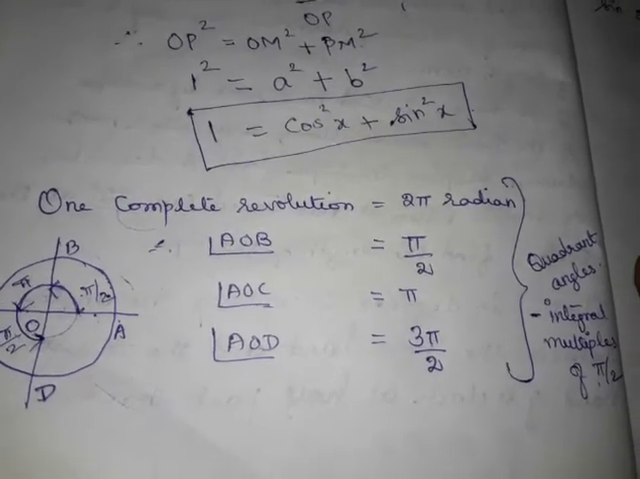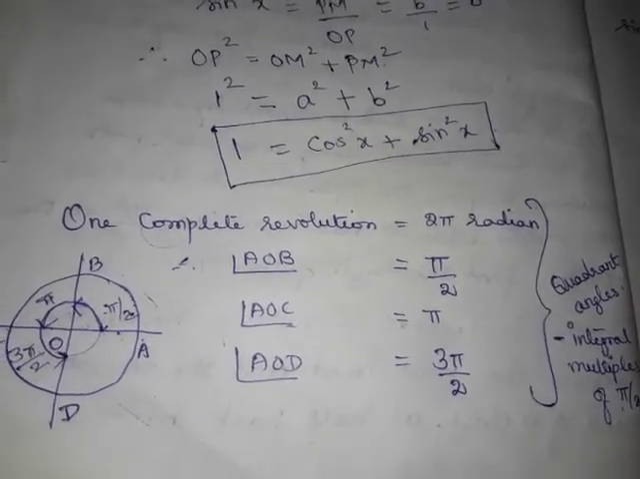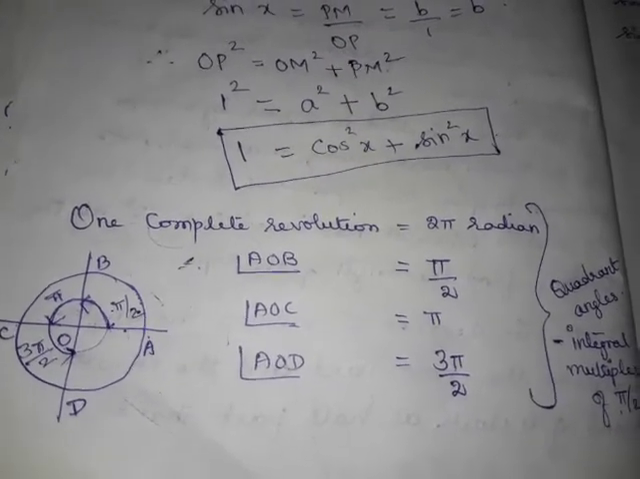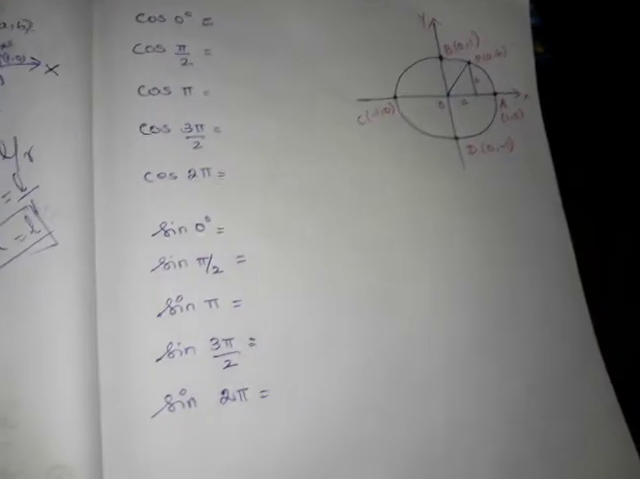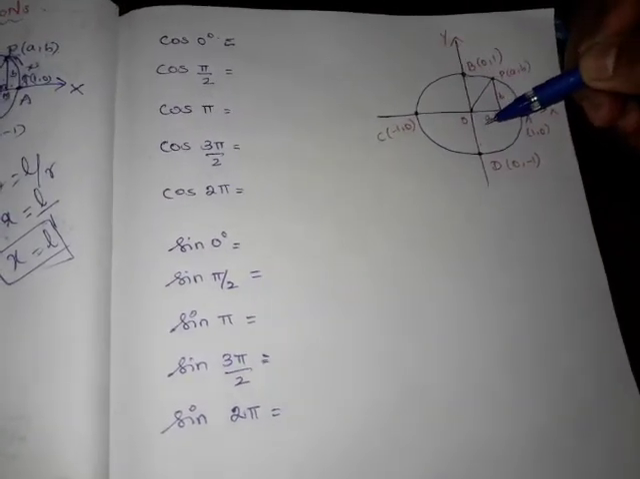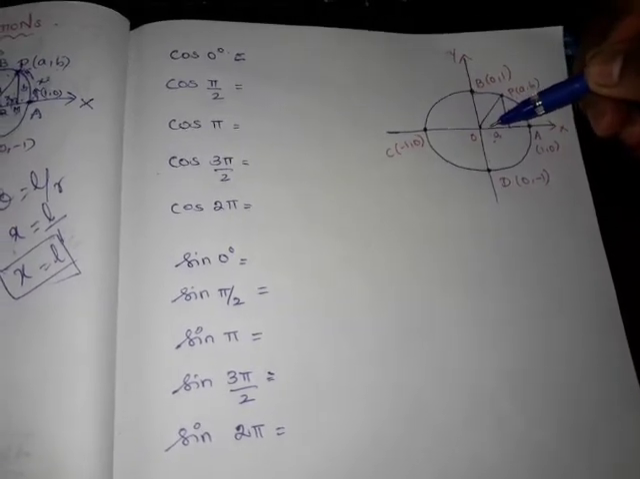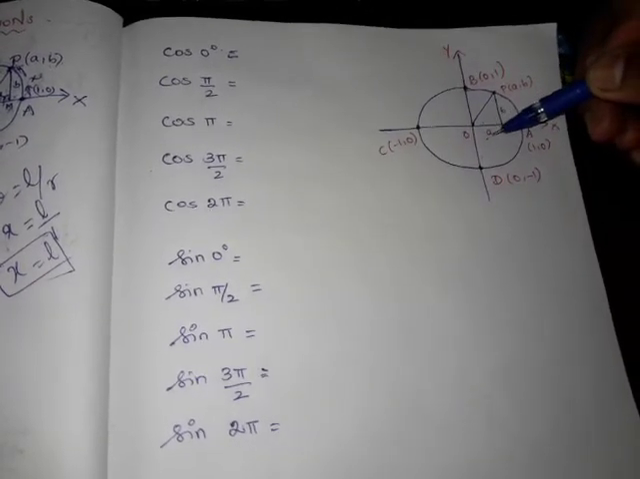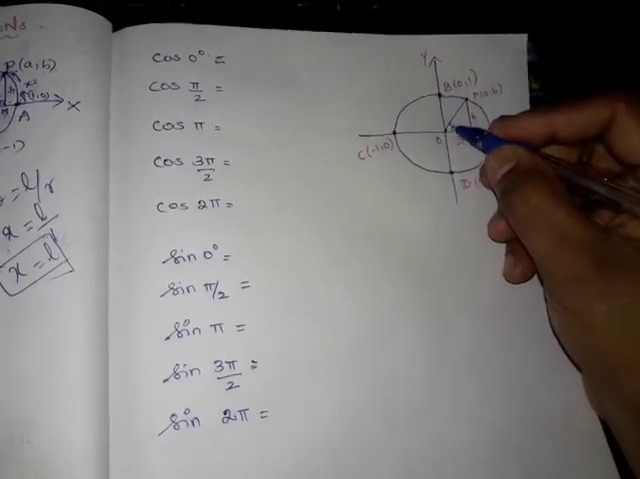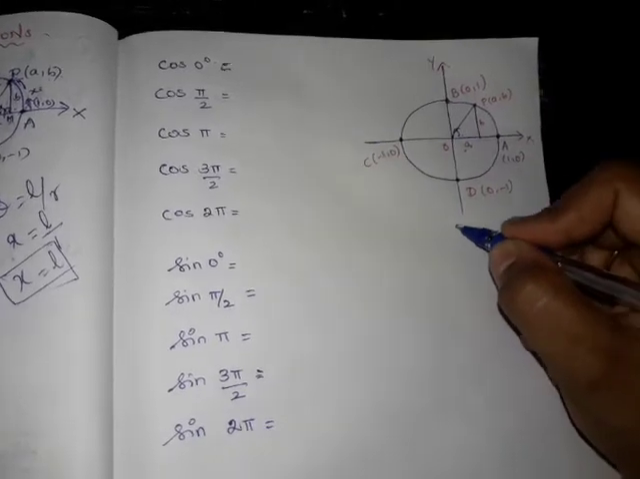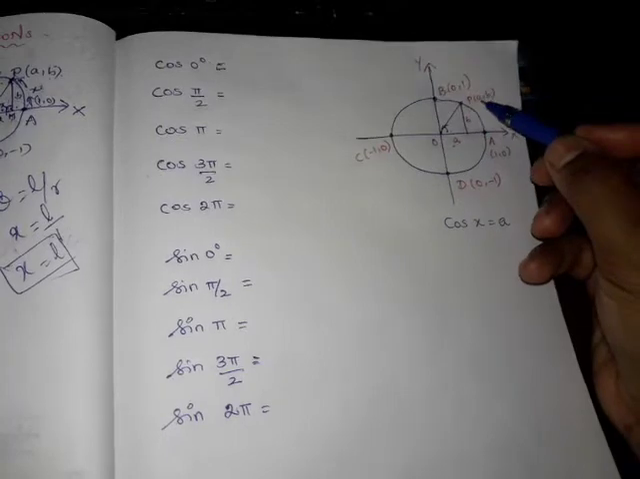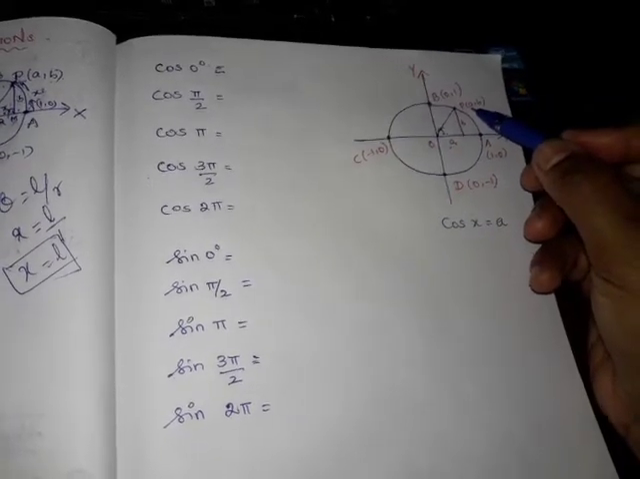Now let us see the trigonometric ratios for these quadrant angles. Let us define the trigonometric ratios for these quadrant angles. Now what will happen? What is cos 0 now? See, when we assumed this angle as x, we got cos x equals A, right? So A is nothing but the x coordinate of the point, right?